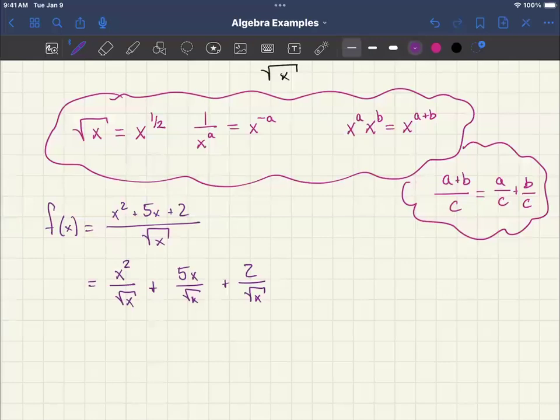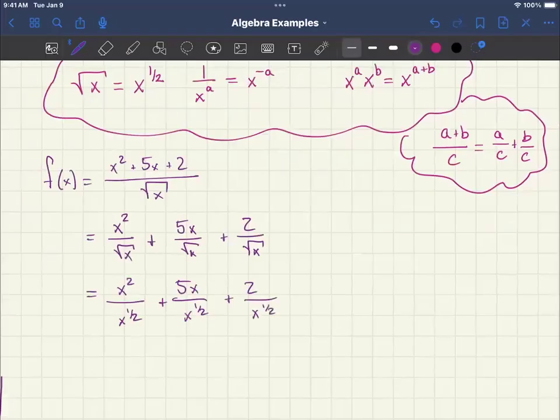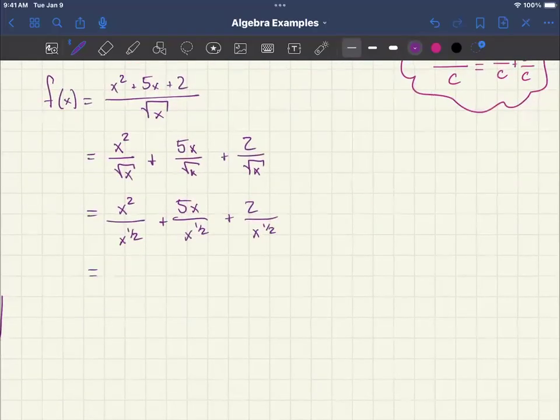All right, so we can split it up into three separate terms. We are going to take that square root of x and turn it into a 1/2. And then we are going to rewrite it by bringing it up to the numerator. And then we'll notice for two of these terms, we can actually smush those together.